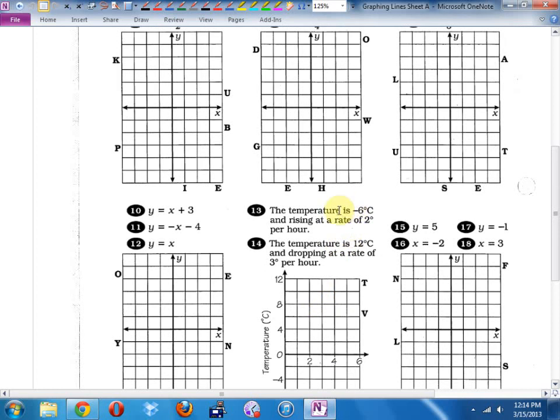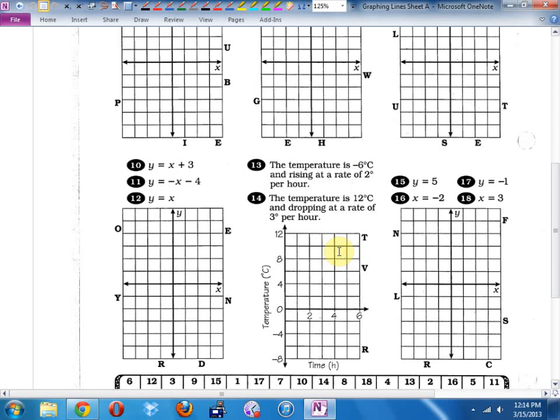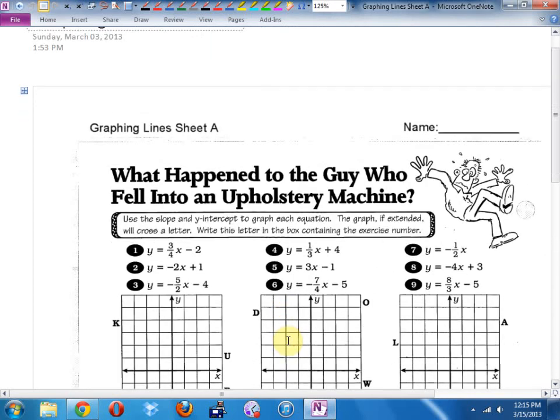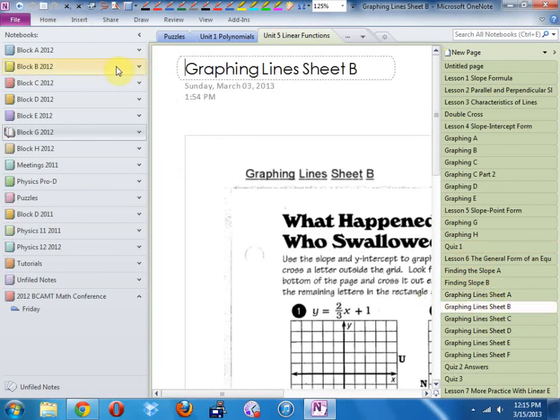Your hint is I think the first number they give you where it says the temperature is -6, that's your y-intercept, because that's what it is at time 0. And then it tells you whether it's rising or falling at how many per hour. I think that's your slope. Oh, and then ideally you'll find out what happened to the guy who fell into an upholstery machine. You're dying to know. Turn the page over, look at sheet B.